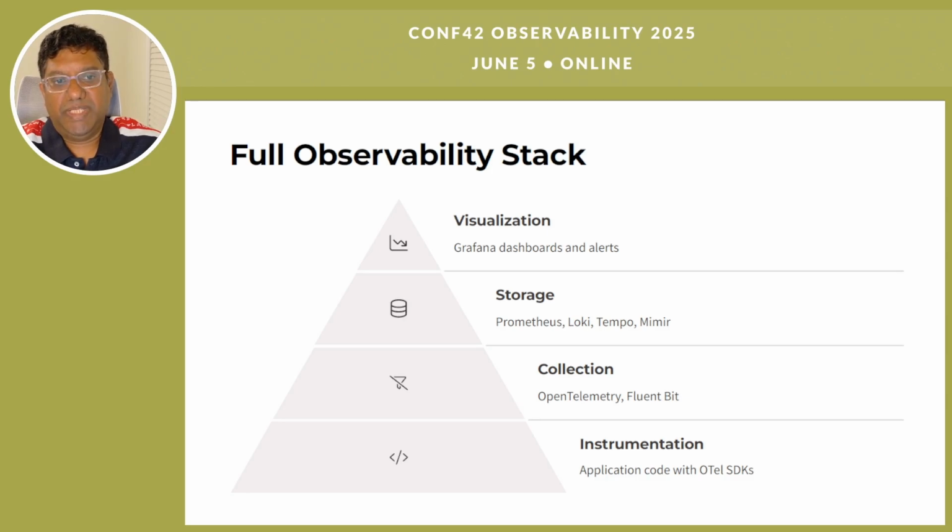And this is the entire full observability stack. Start from the bottom, instrumentation, like adding the code, like SDKs to your application code. And then the data collection starts from OpenTelemetry. And then the data has to be stored somewhere in Prometheus, Loki, Tempo, Mimir. These are different tools based upon the type of the telemetry data. We'll see in the next slides. And Grafana is a dashboard for visualization. So this is the simple pyramid which explains the entire observability stack for any application system.